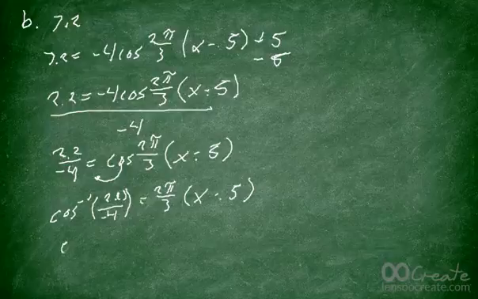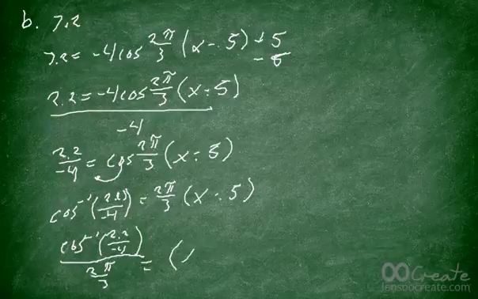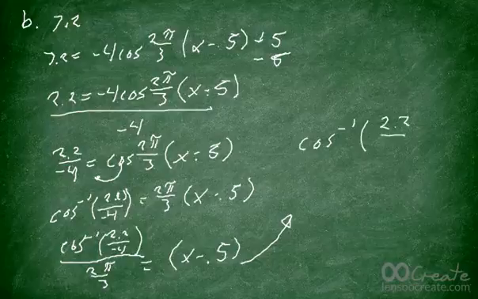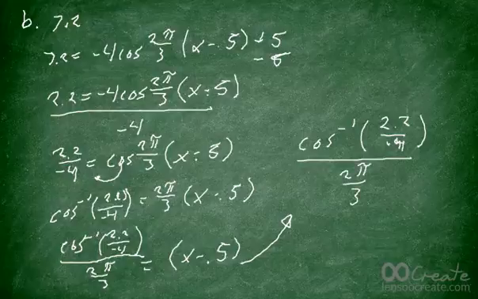Alright, so that divided by 2 pi over 3 equals x minus 0.5. You could do it that way. I would probably do the, oh my god, that's terrible. Negative 4 divided by 2 pi over 3 plus 0.5.